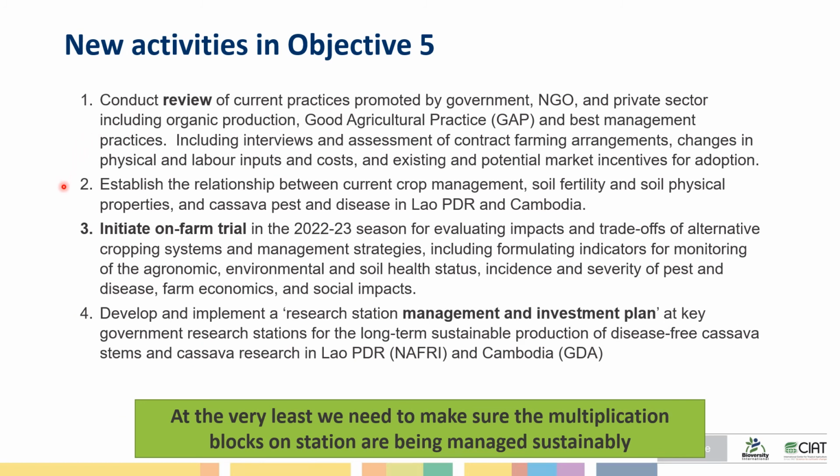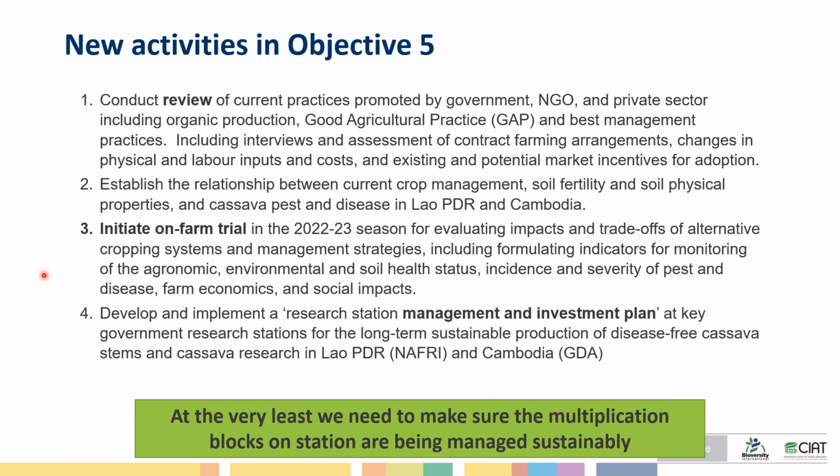So in this objective, there will be four activities. So there will be a review on how all the previous experiments for farm management have been done, existing cost and the potential market incentives for that, and establishing a relationship between the crop management, soil fertility and soil physical properties, and cassava pest and disease in Laos and Cambodia.